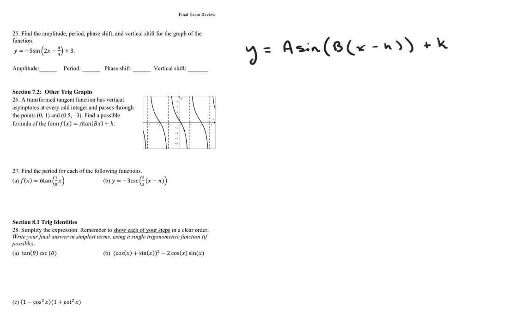And in this case, our amplitude is determined by this capital A value. More specifically, the amplitude is always the absolute value of A. So in this case, our amplitude would be a positive 5.